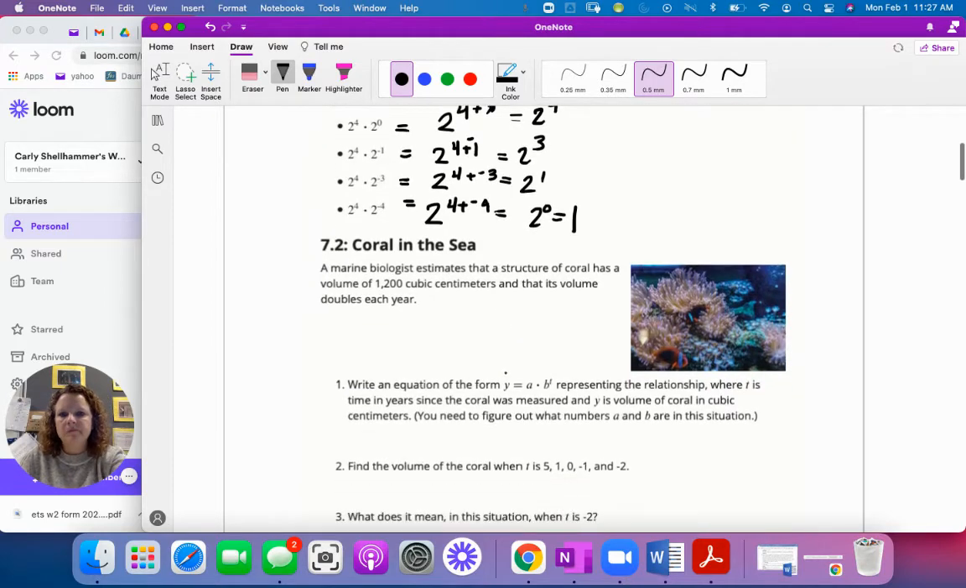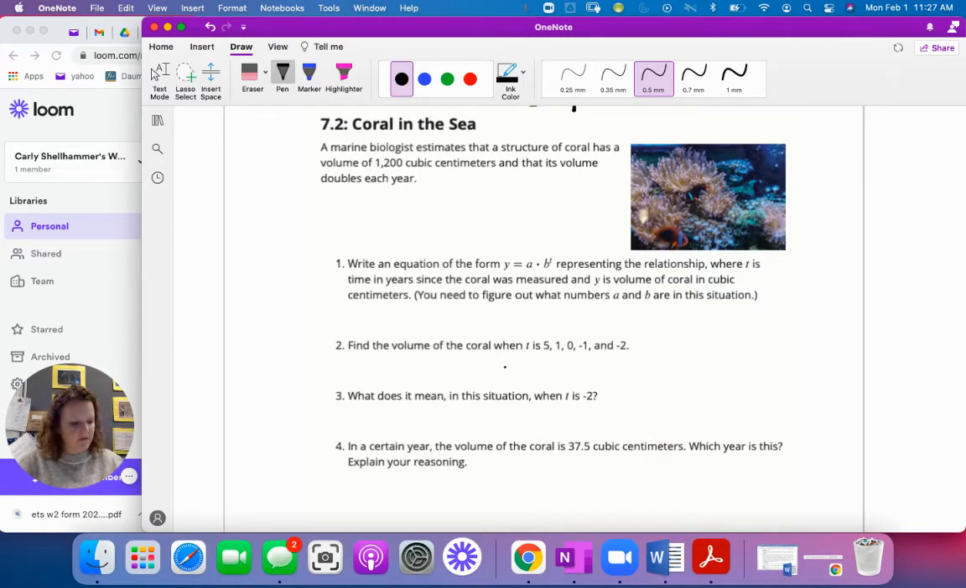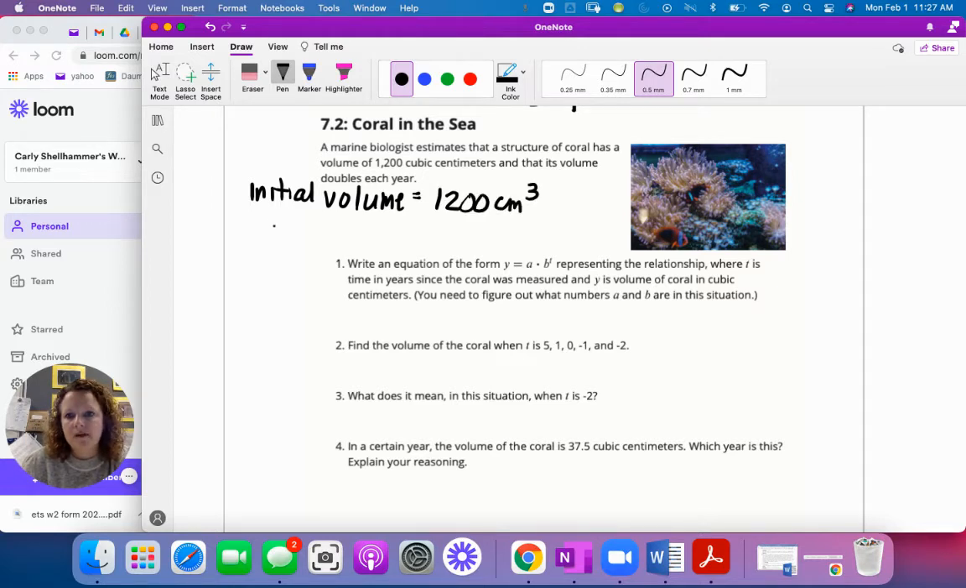All right, moving on. So a marine biologist estimates that a structure of coral has a volume of 1,200 cubic centimeters, and that its volume doubles each year. That's amazing. Okay, so its initial volume, and we are doubling each year.